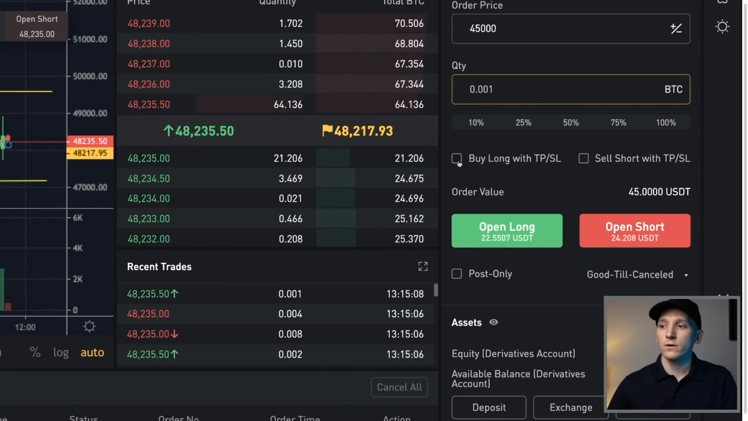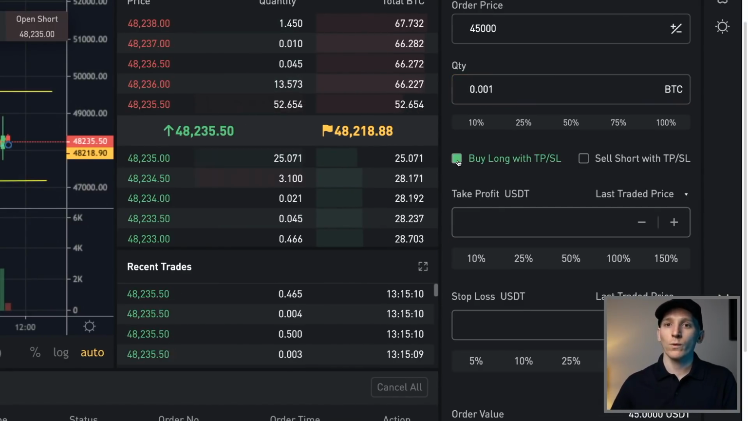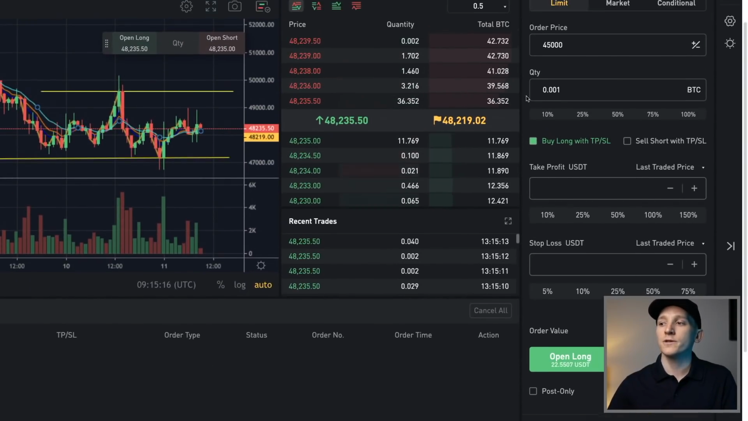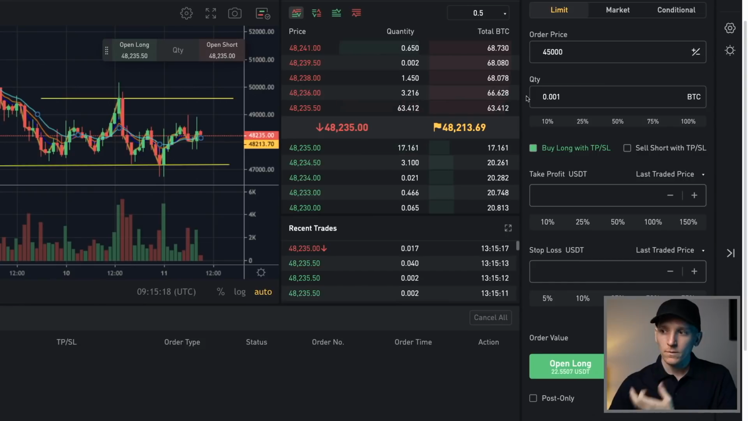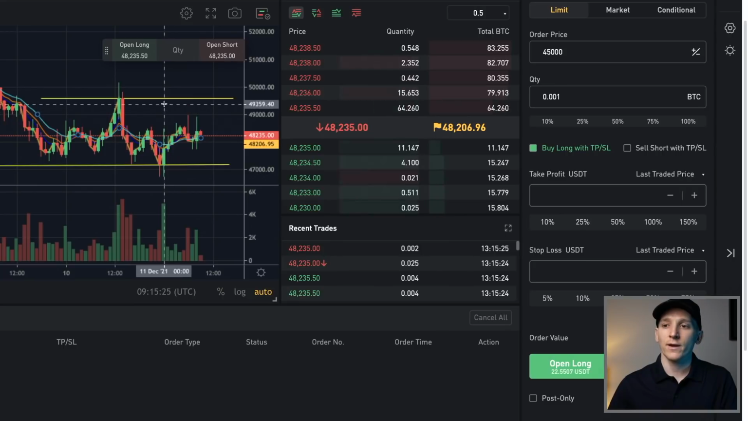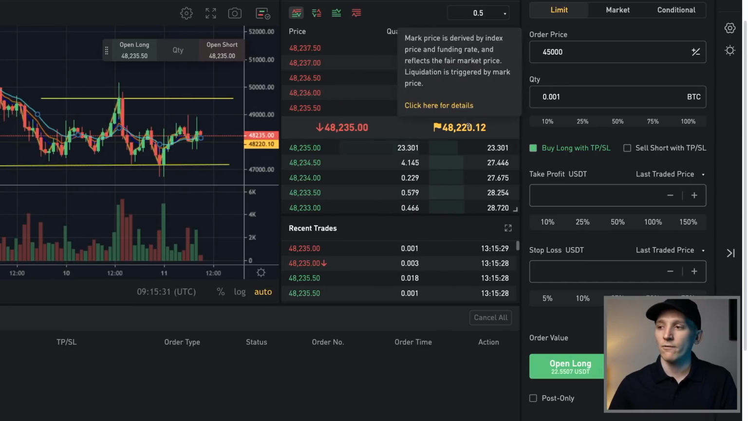Now, if you're going long, you can press this button here, buy long with TPSL. TP is take profit, SL is stop loss. How would you determine where you want those to be? Well, if I'm going long right here at 48.2, right in the middle of the range, like I said, very quickly just putting some levels on, I would say a stop loss would be around 47,000. I'd put that at around 47,000, right?